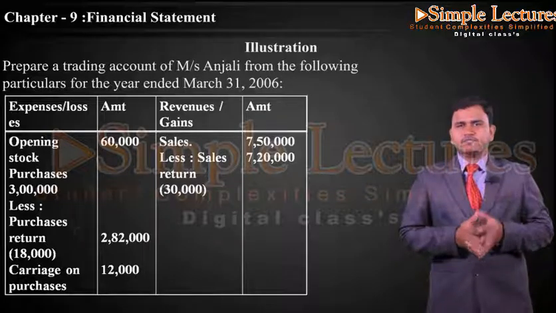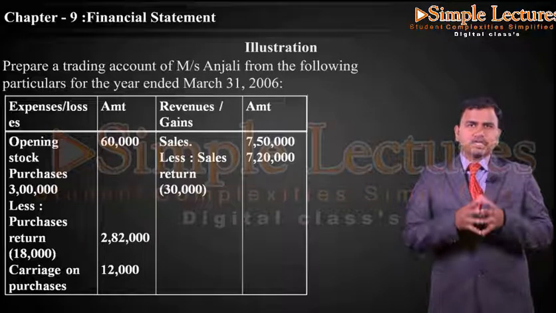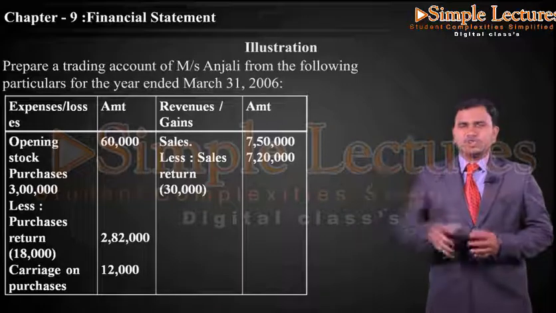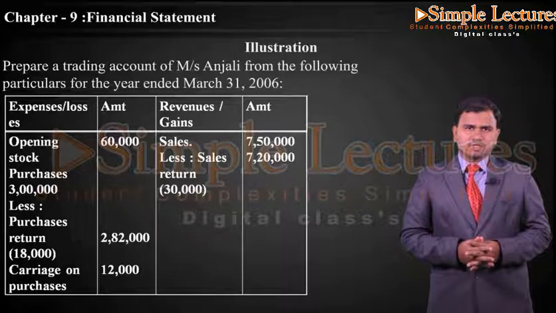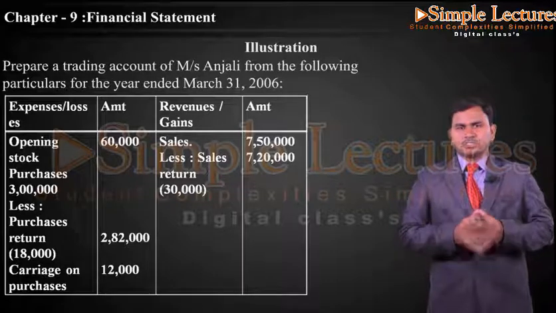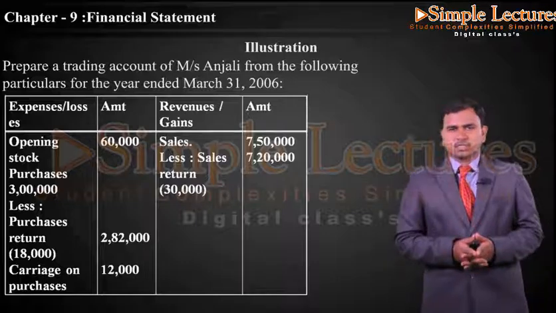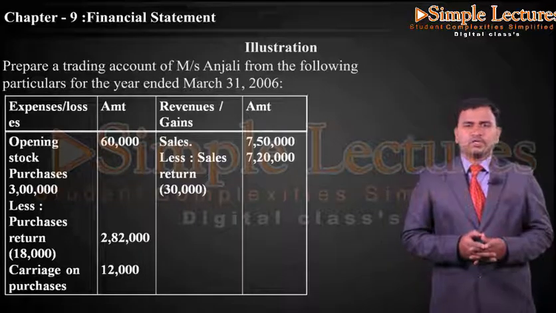And next we have carriage on purchases. Again it is an expense, will be considered in the debit side. Carriage on purchases 12,000. Carriage on sales, it is an indirect expense, will be considered in the profit and loss account. Here we are not going to take that.